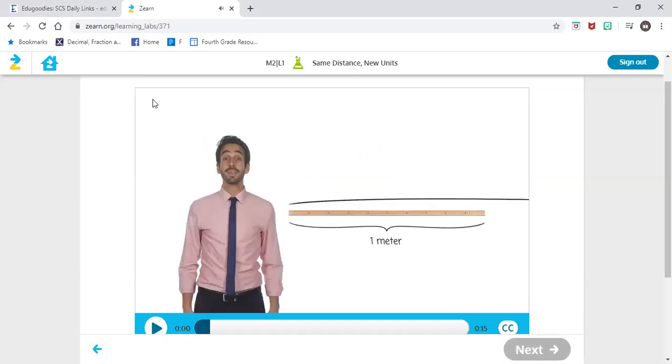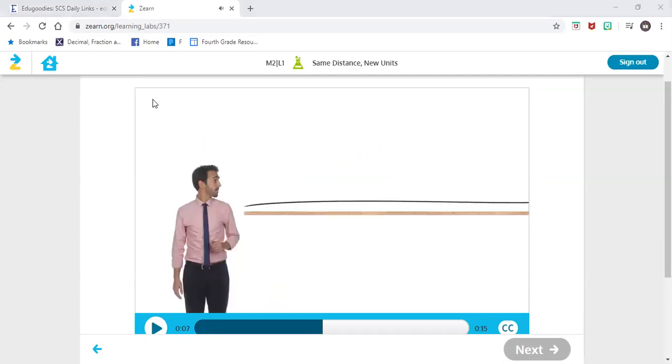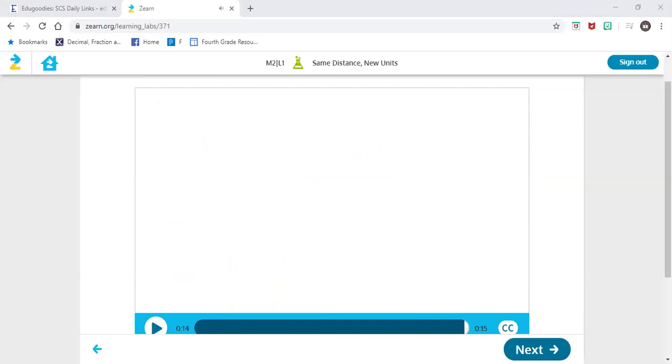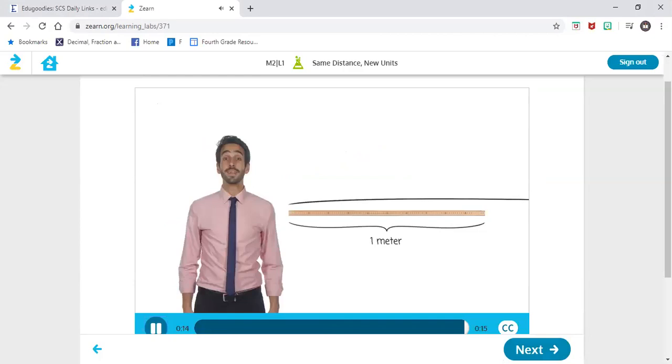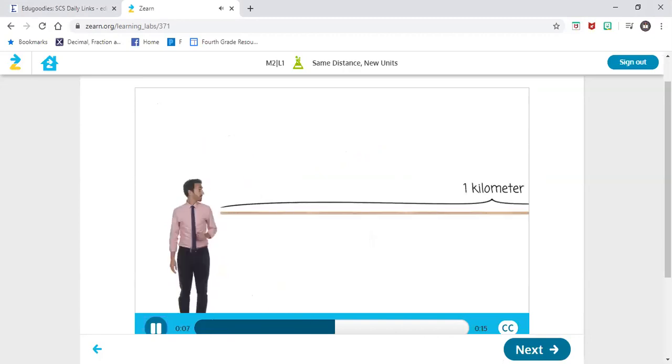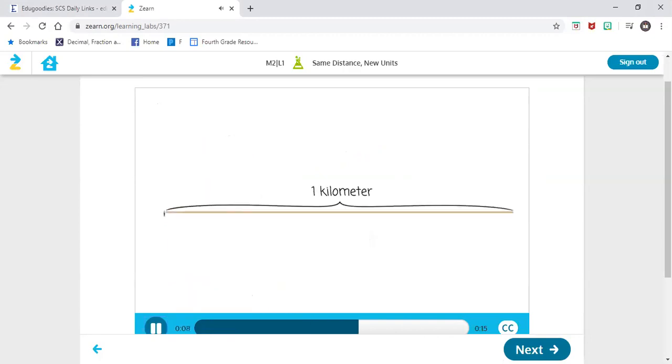Now let's dive in. 1 kilometer equals 1,000 meters. How many meters are in 2 kilometers? Now let's dive in. 1 kilometer equals 1,000 meters. How many meters are in 2 kilometers?